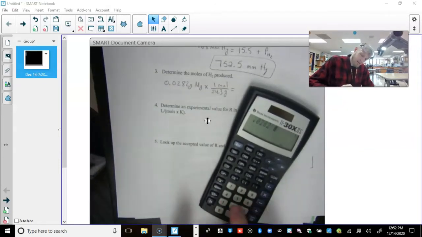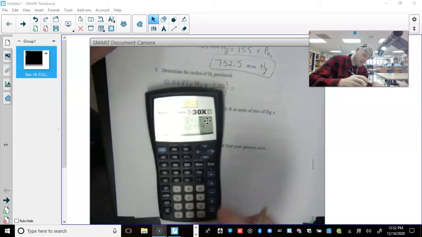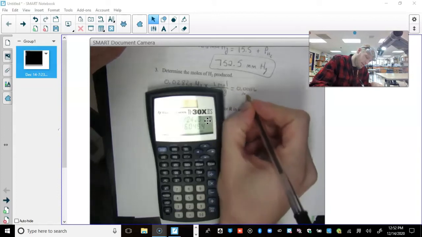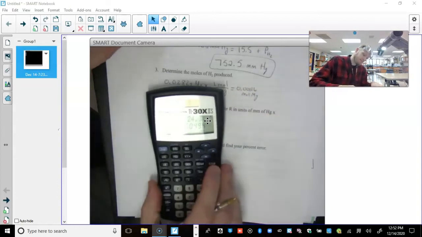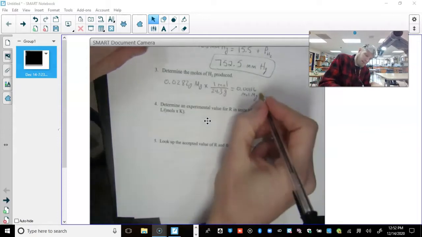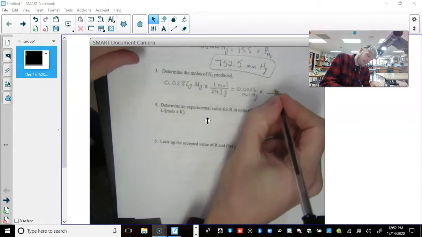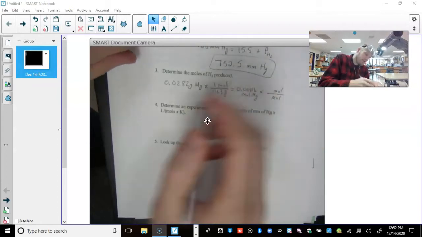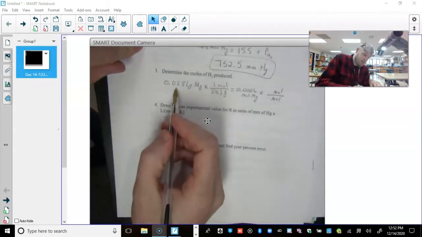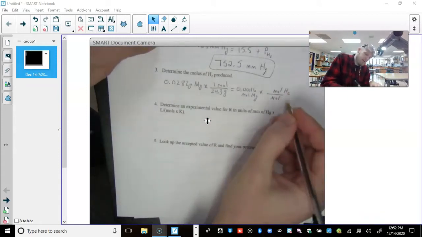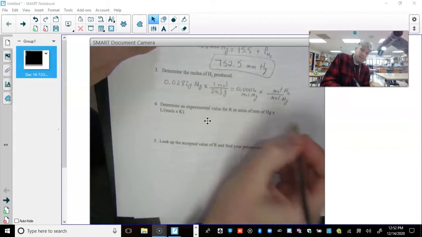0.0282 divided by 24.3. That's going to give me 0.00116 moles of magnesium. But we don't want moles of magnesium. We want moles of hydrogen. That's what it's asking for. So we've got to do the mole-mole ratio. So it's write a balanced equation, write down given, convert to moles, step 4, mole-mole ratio. And we want to convert it to H2, and we're getting rid of magnesium.